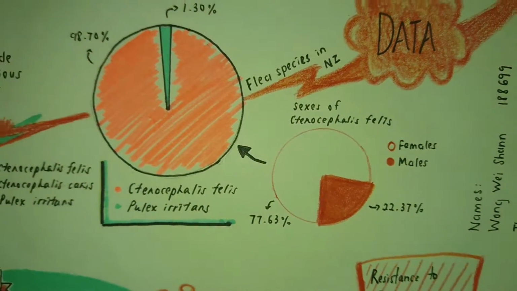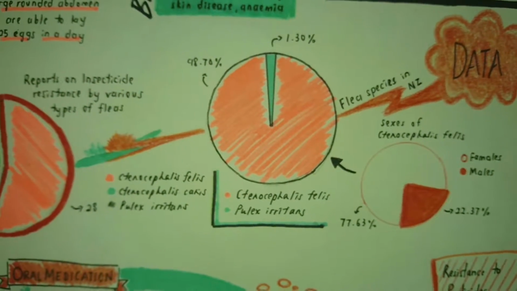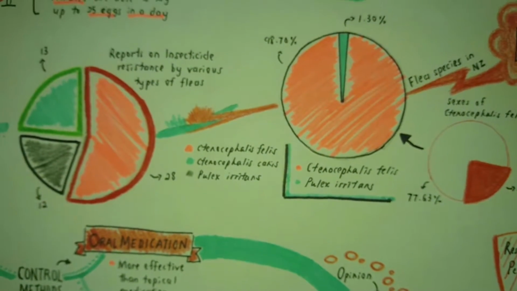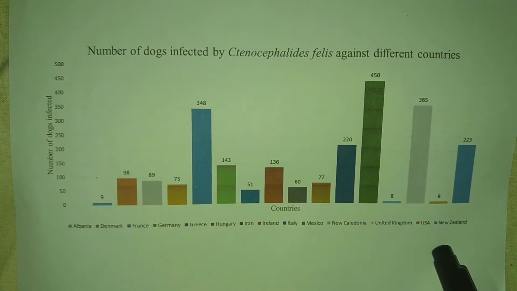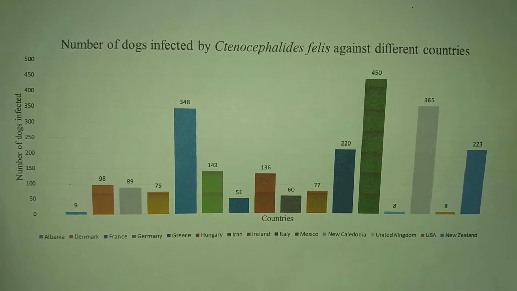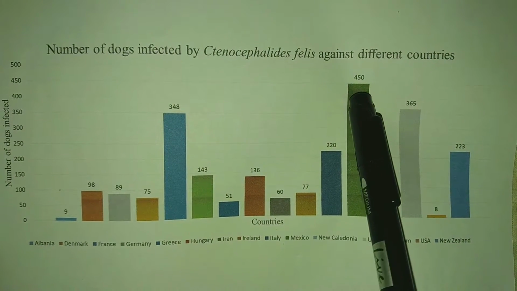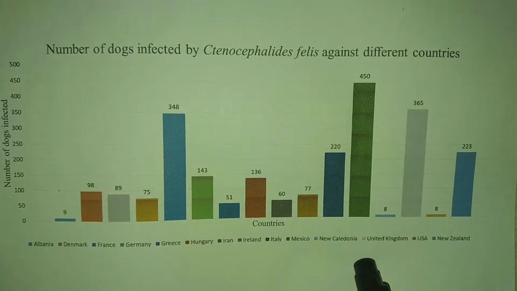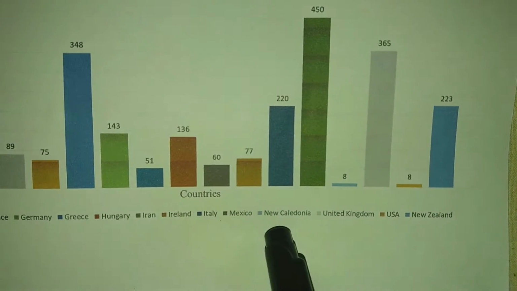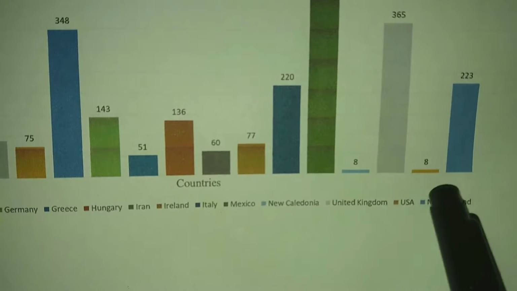Moving on to the next data, which are the reports on various countries infected by Ctenocephalides felis. Based on this graph, the country that has the highest number of infected dogs is Mexico, which is 450 dogs, and the least dogs infected are in New Caledonia, which is 8 dogs, and also USA, 8 dogs.